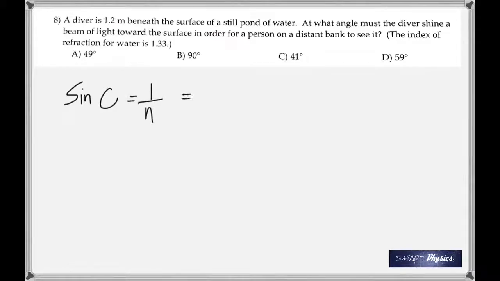You see, it should be at the critical angle. Sine C is 1 by n, so 1 by 1.33, and when you find the critical angle, you get 49 degrees. So he must shine it at 49 degrees.